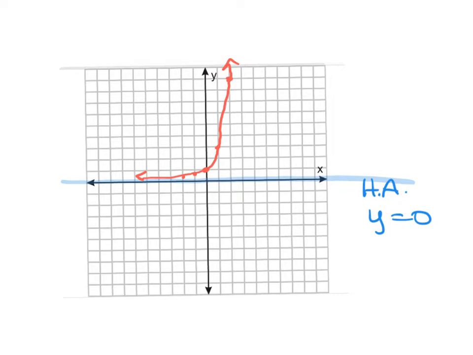So let's try another one with a different base, and you're going to see that it's going to take on this same shape. So if we go to the next slide, notice this time, instead of 3 being the base, I have a 5. Again, let's do our table of values. I'm only going to do -1, 0, and 1 this time. And you're going to see it takes on the same shape.